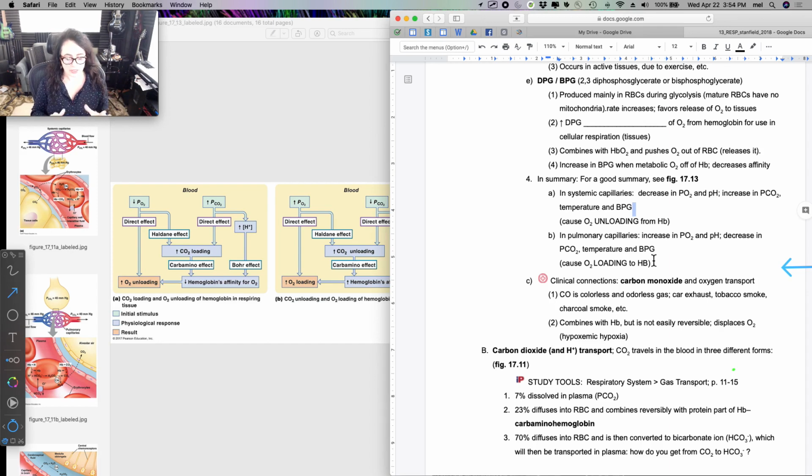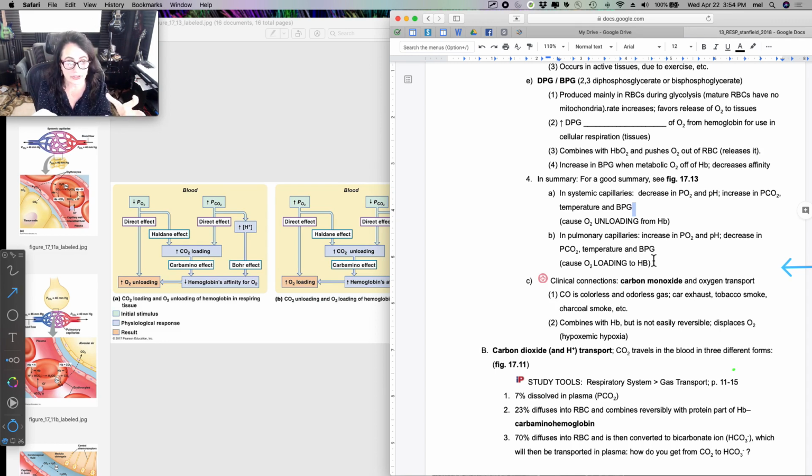So one more time. What we really need to do, the best way to remember this that I've ever found, is to figure out what you think is true at systemic versus pulmonary capillaries. Okay, and then make everything that happens at a pulmonary capillary favor loading, and everything that occurs at a systemic capillary favor unloading.